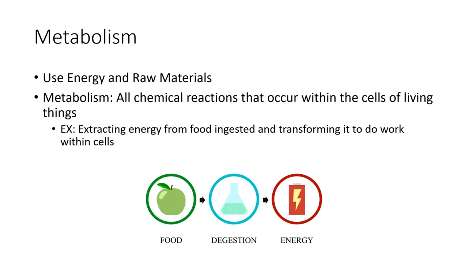And so cells can extract energy from the food that we ingest and transform it to make energy, which enables our cells to do all of their jobs, whatever that is, whether it's a muscle cell contracting or an immune cell going after a bacteria or something like that. We need energy in order for all of those different things to occur.